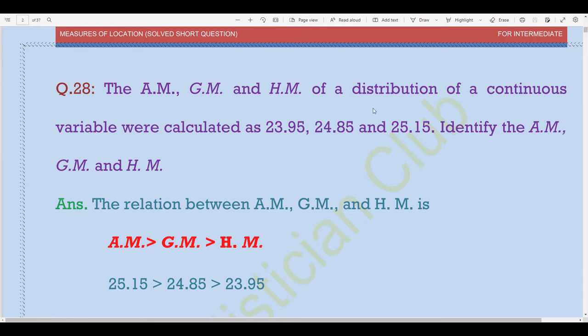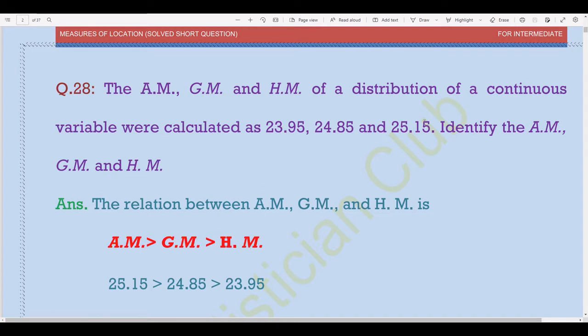So a distribution of a continuous variable was calculated as 23.95, 24.85 and 25.15. Identify the arithmetic mean, geometric mean and harmonic mean. To solve this question, first we see the relation among arithmetic mean, geometric mean and harmonic mean. This is the relationship. Remember this. Arithmetic mean is greater than geometric mean and geometric mean is greater than harmonic mean.